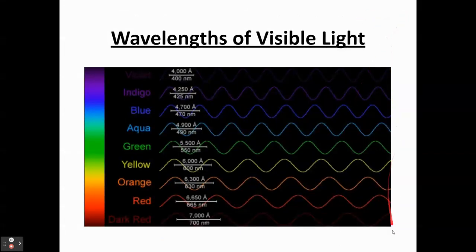Here are some more images of the different colors of visible light. You can see they differ in their wavelength and frequency, with the smallest wavelength being in the violet region here and the longest in the red region over here with the smallest amount of energy.